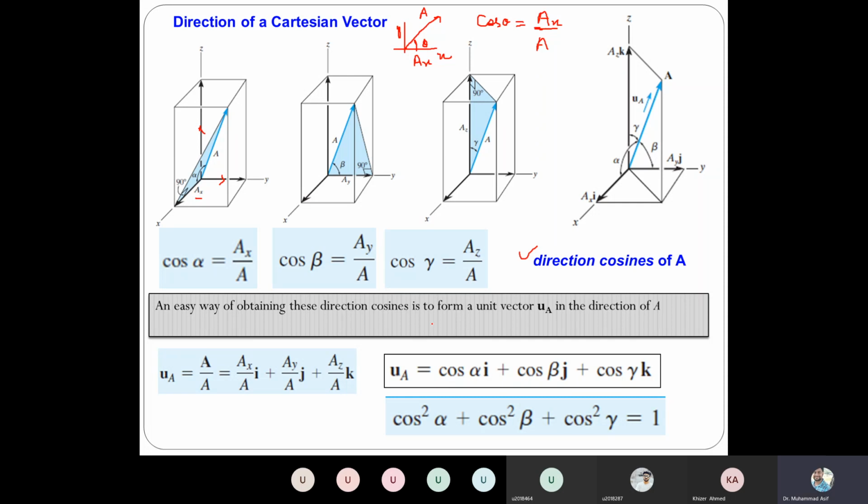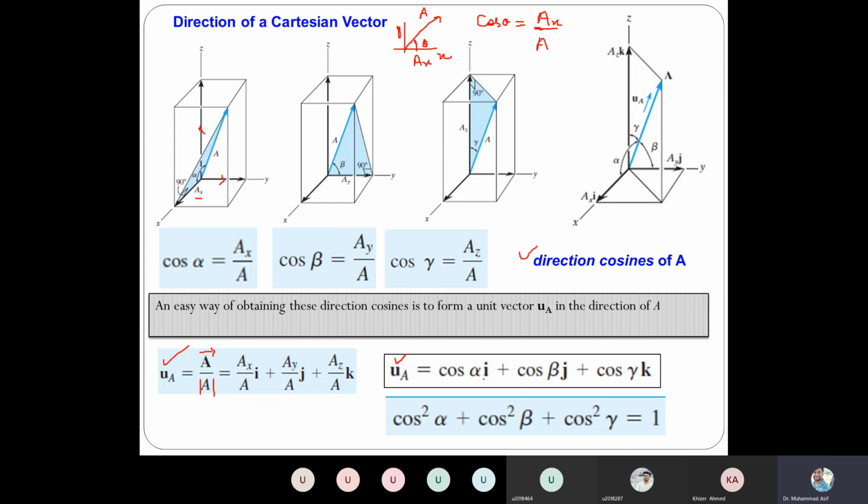Now, there is an easy way to get a unit vector. A unit vector gives you the direction of the vector. We can get the unit vector if we divide any vector by its magnitude, right? Then you will get a unit vector. And the unit vector can also be calculated if you know these cosine angles.